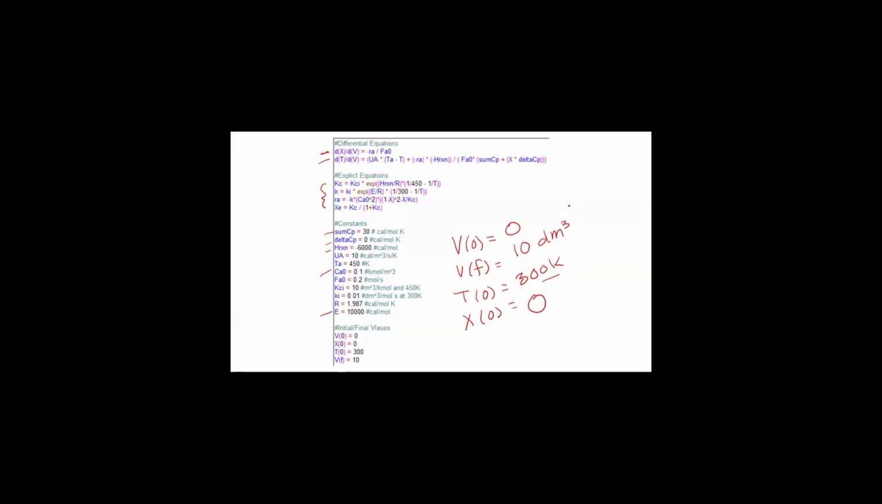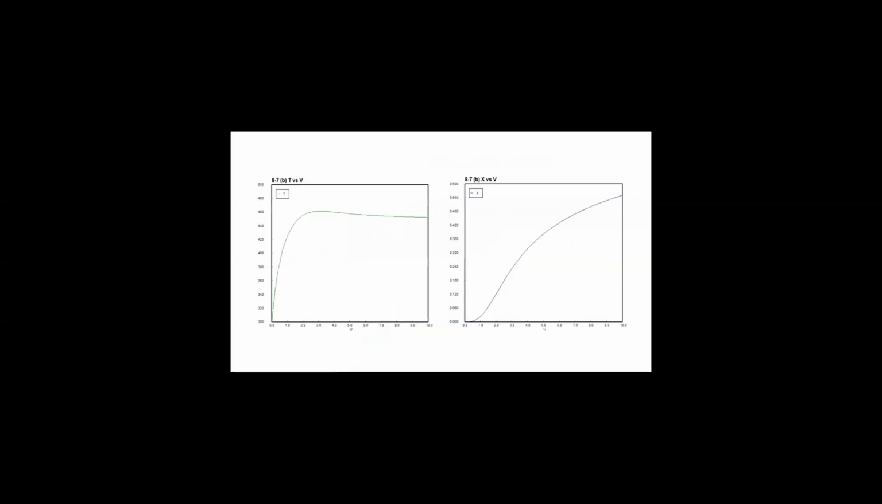After we have all that typed into Polymath, we hit solve and we get our graphs as the problem asked for. We see here that temperature rises up until a little above 460, and then levels out as the reactor volume continues. For our conversion, we see it pretty steadily increase as volume increases, but it's not a straight line and it's quite slow here at the beginning.